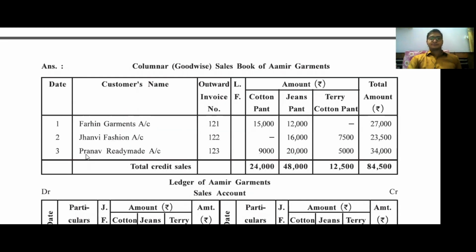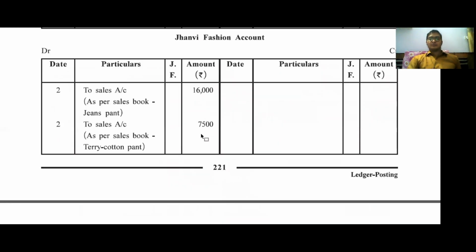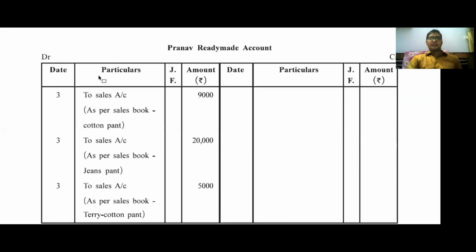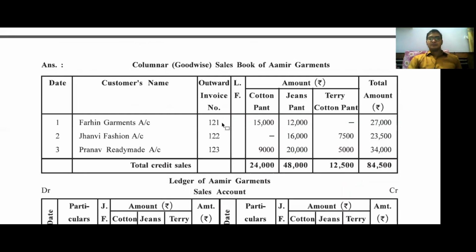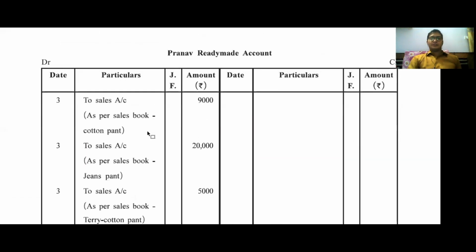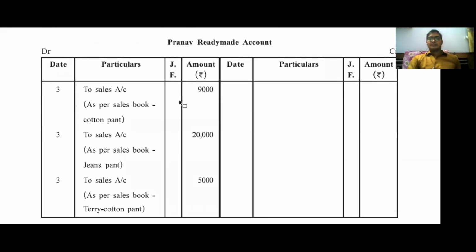At last, Pranav Readymade debit side, two sales 9,000, two sales 20,000, two sales 5,000. In Pranav Readymade account, 9,000, 20,000, and 5,000. These three amounts are on the credit side, and in Pranav's account it is on the debit side. That's it. So this is called columnar subsidiary books and its ledger posting.